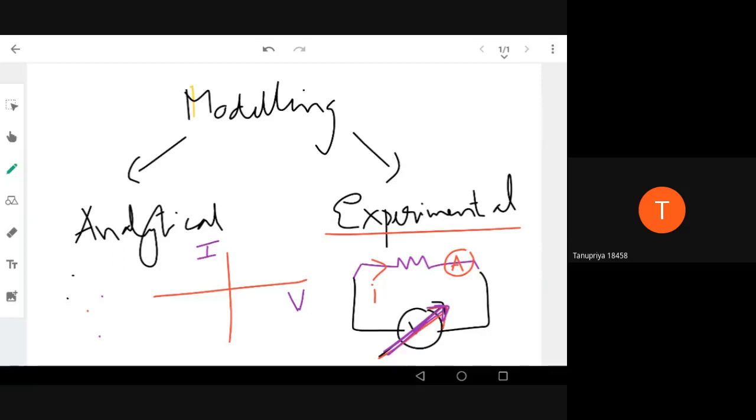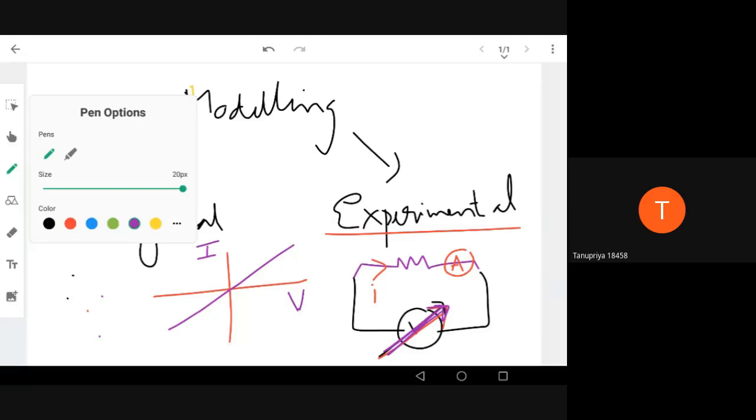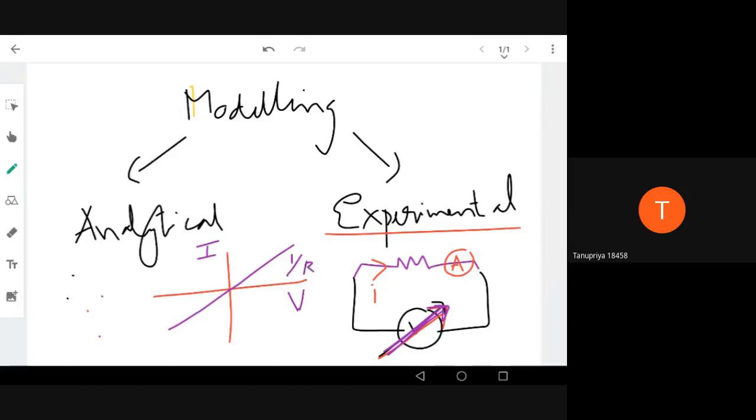So my independent parameter is V, because voltage is not dependent on anything. I'm manually varying the voltage, so it is the independent parameter. Based on the voltage, my current is varying, so current is a dependent parameter. So I'll get a graph something like this. This graph is nothing but the inverse of resistance, 1 by R. You know the slope is tan theta, etc. So this is the experimental kind of modeling.